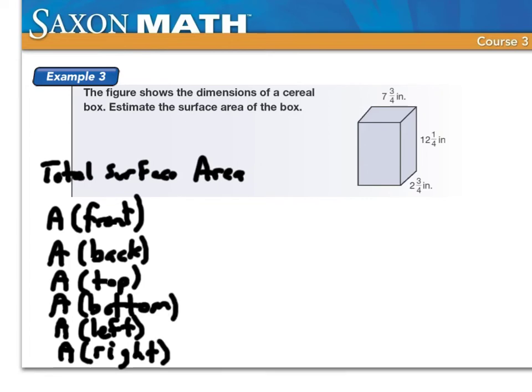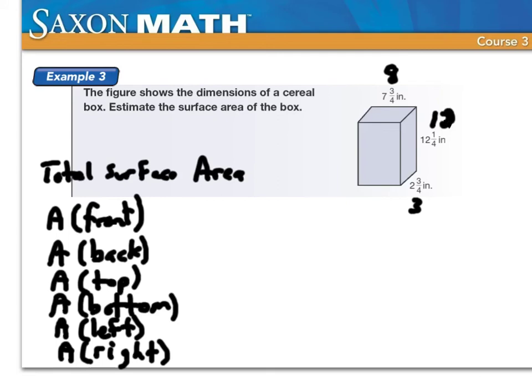Okay? Well, it says we are estimating. Okay, we got to estimate. So we don't need to use these fractions. We have to estimate these. So I'm going to replace these with estimations. Well, 7 3/4 rounds to 8. 12 1/4 rounds to 12. And 2 3/4 rounds to 3.